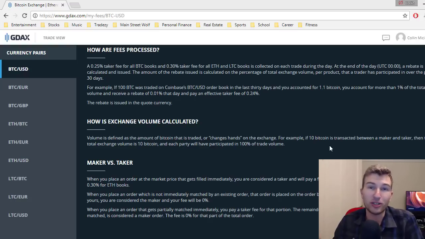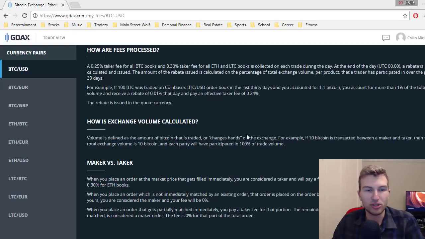If you don't know what gdax is, it's essentially a professional exchange where orders from both the sell side and the buy side are listed in an order book, and where you can basically buy any cryptocurrency. Currently on gdax, it's Ethereum, Bitcoin, and Litecoin.